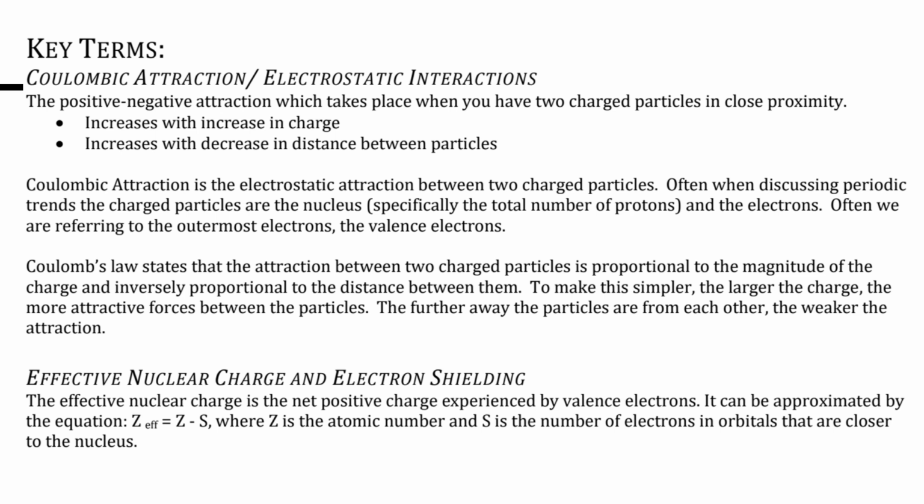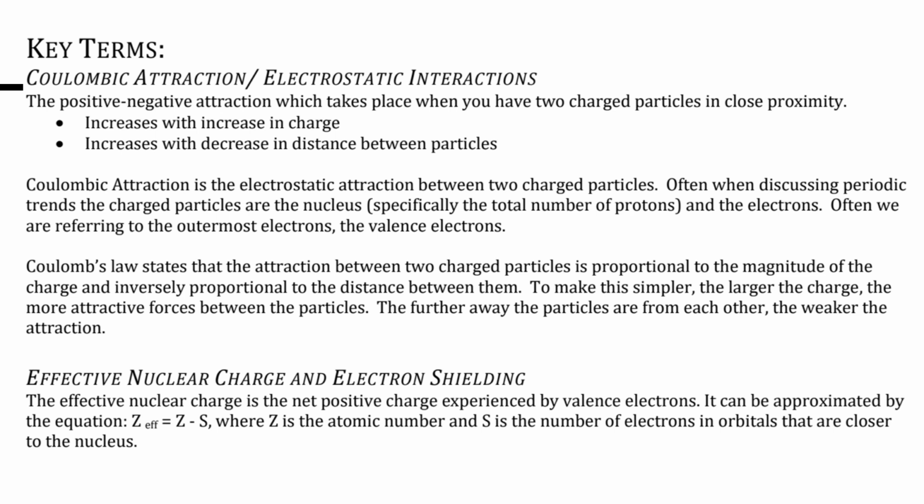When discussing periodic trends, the charged particles are the nucleus and the electrons. And we tend to use the outermost electrons, or the valence electrons, when we're talking about this. Coulomb's law states that the attraction between two charged particles is proportional to the magnitude of the charge and inversely proportional to the distance between them. To make this simpler: the larger the charge, the more attractive the forces; the further away, the greater the distance, the less the attraction.